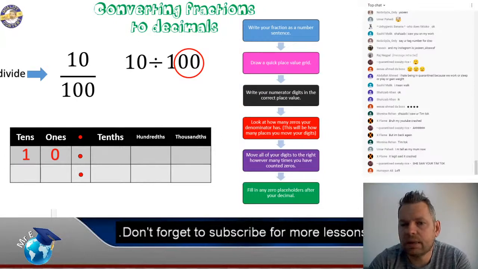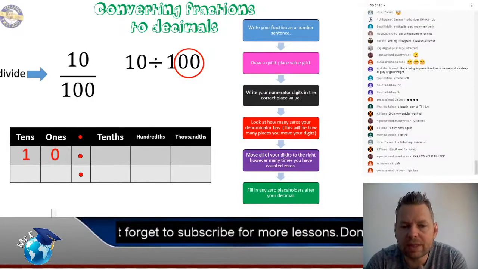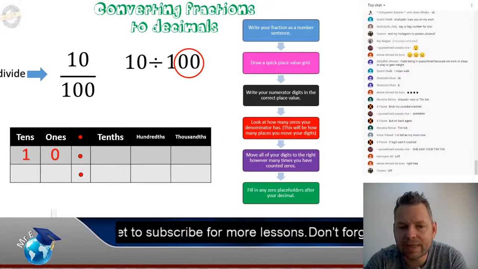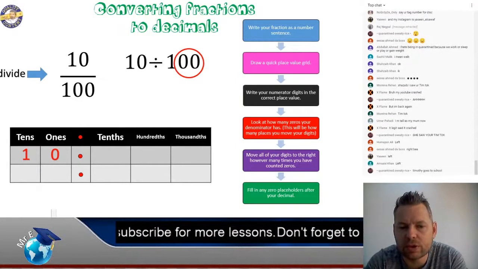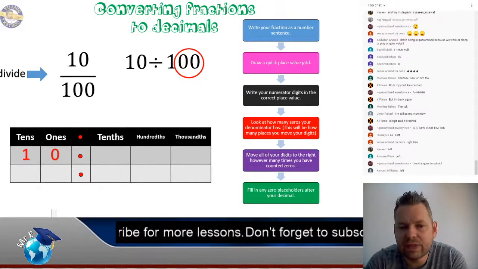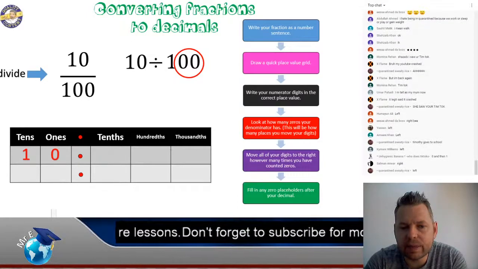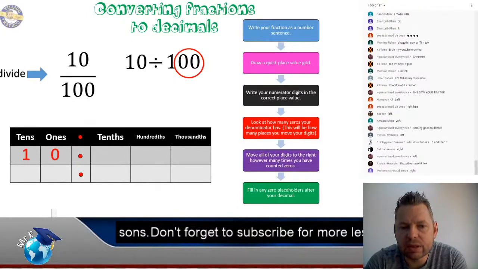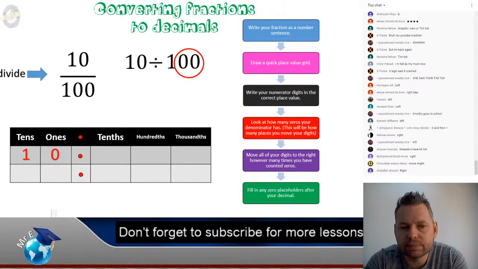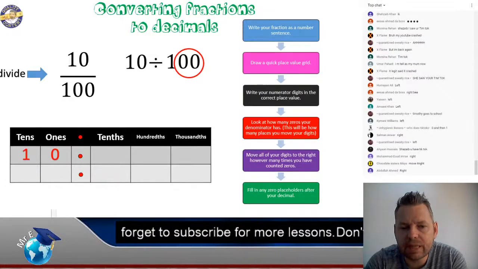Which way? I'm going to move them, not to the left, Hermione. As I look at it, which way am I going to use them? Not to the left, because left would make them bigger, wouldn't it? It would make the numbers larger. Yep, down to the right.